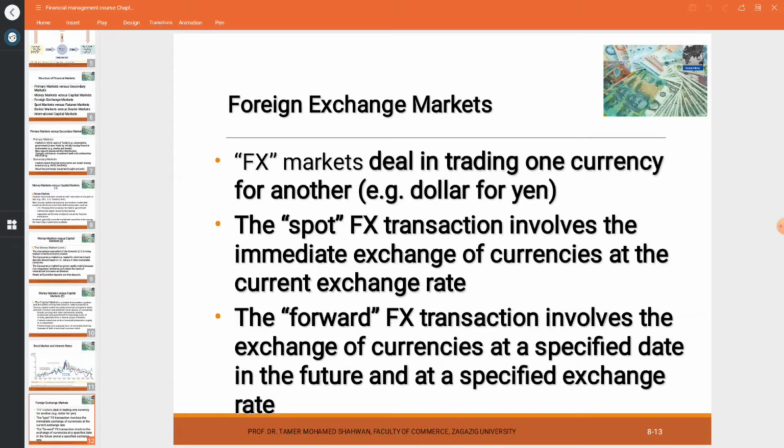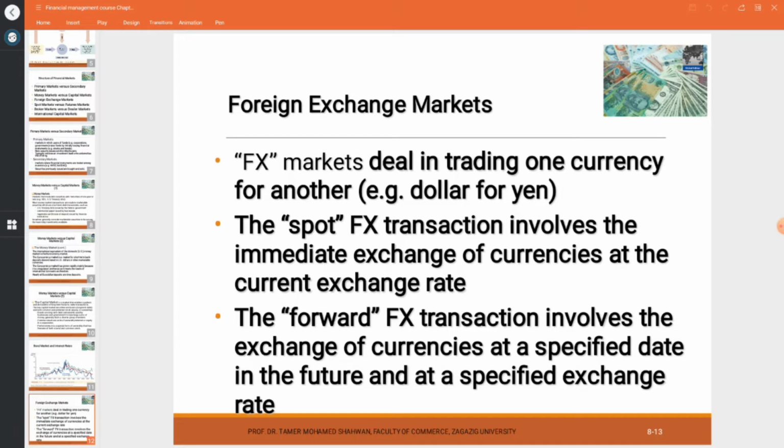Another special case of market is called the FX market, or what we call the foreign exchange market. In this type of market, we are trading one currency for another one. For example, we are trading dollar for yen, dollar for British pound, dollar for euro, and so on. But as you see, in this type of market, we are trading one currency against another currency. You must take into consideration that this foreign exchange market can be further split into 2 subtypes of market.